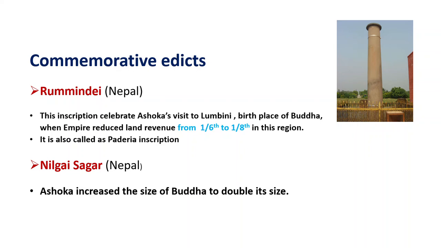Then we have Nigali Sagar. Nigali Sagar is also a place in Nepal. It also says that Ashoka increased the size of the Buddha image to double its size. So these are the 2 commemorative minor pillar edicts of Ashoka.